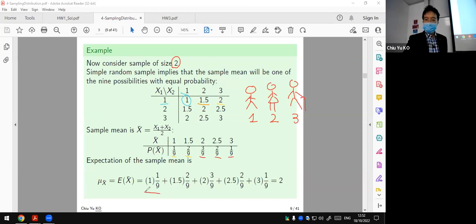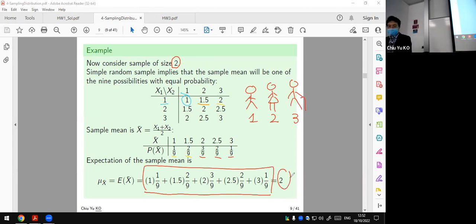And you can calculate the expected value: you just multiply and add, the same idea, and we get 2. This demonstrates that it is the same as the population mean. If you have nothing to do, you can try a sample size of 3. It's a little more complicated because you have 27 outcomes, but you will see they give the same answer. I'm not going to list them, and you still get the same answer. So this is the first thing we know: the average of the sample mean, or the expectation of the sample mean, is actually the population mean.